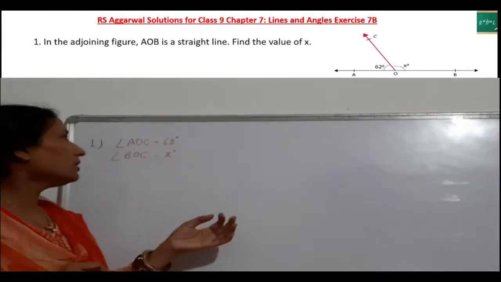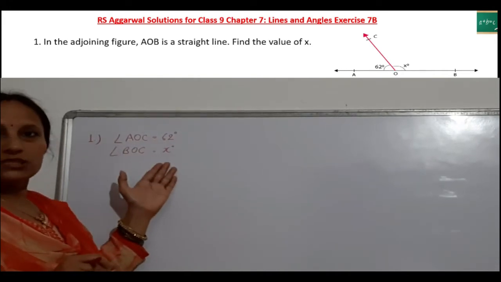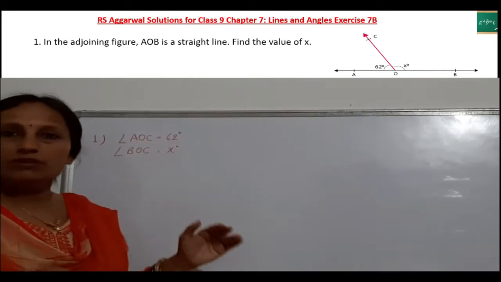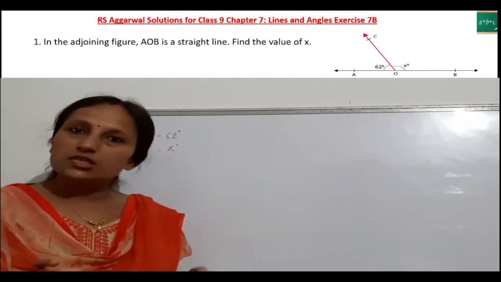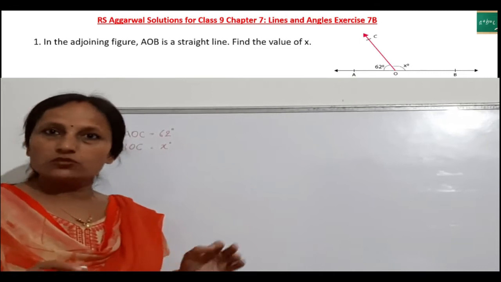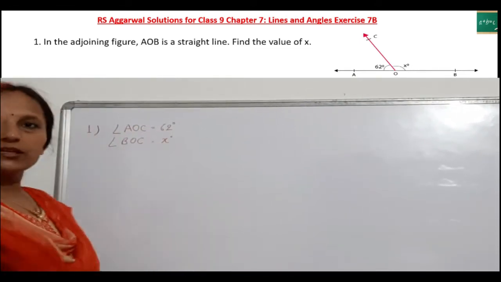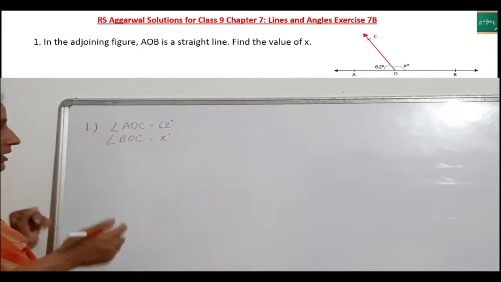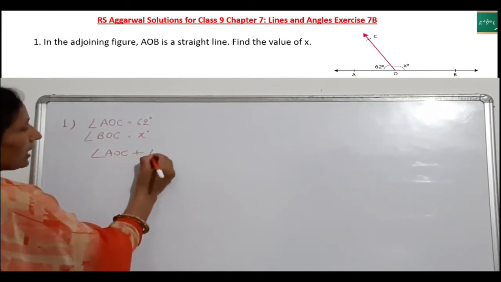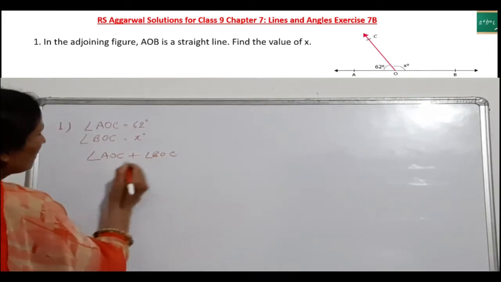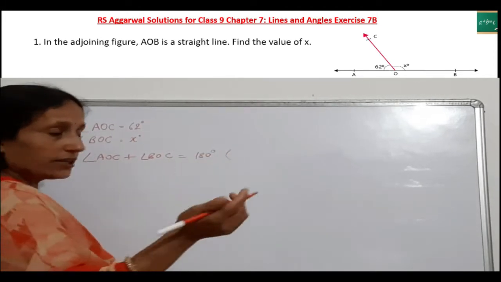In question number 1, angle BOC, you have to find the value of x degree. In the question it is given linear pair of angles, and we know in linear pair of angles the sum of adjacent angles is always 180 degrees. So we will write here the sum of both the angles will be 180 degree, and then we will find the value of x. So angle AOC plus angle BOC is equal to 180 degree. In bracket you can write linear pair of angles.